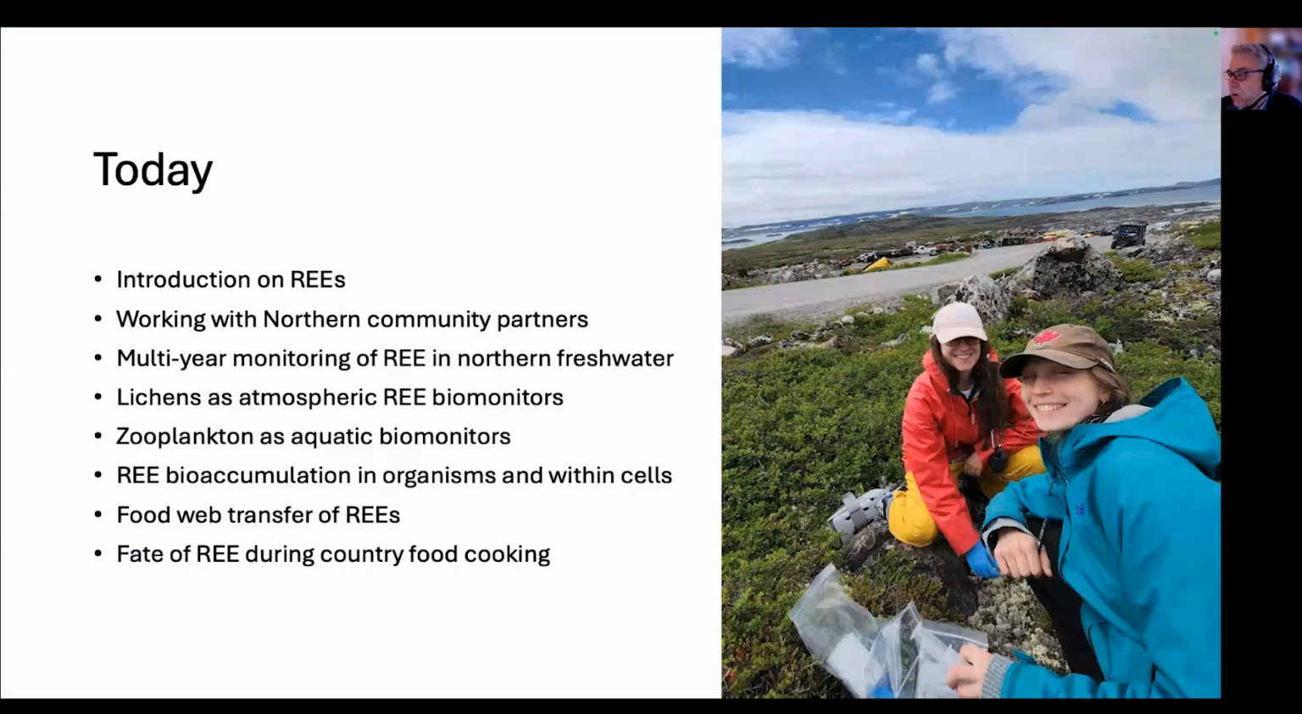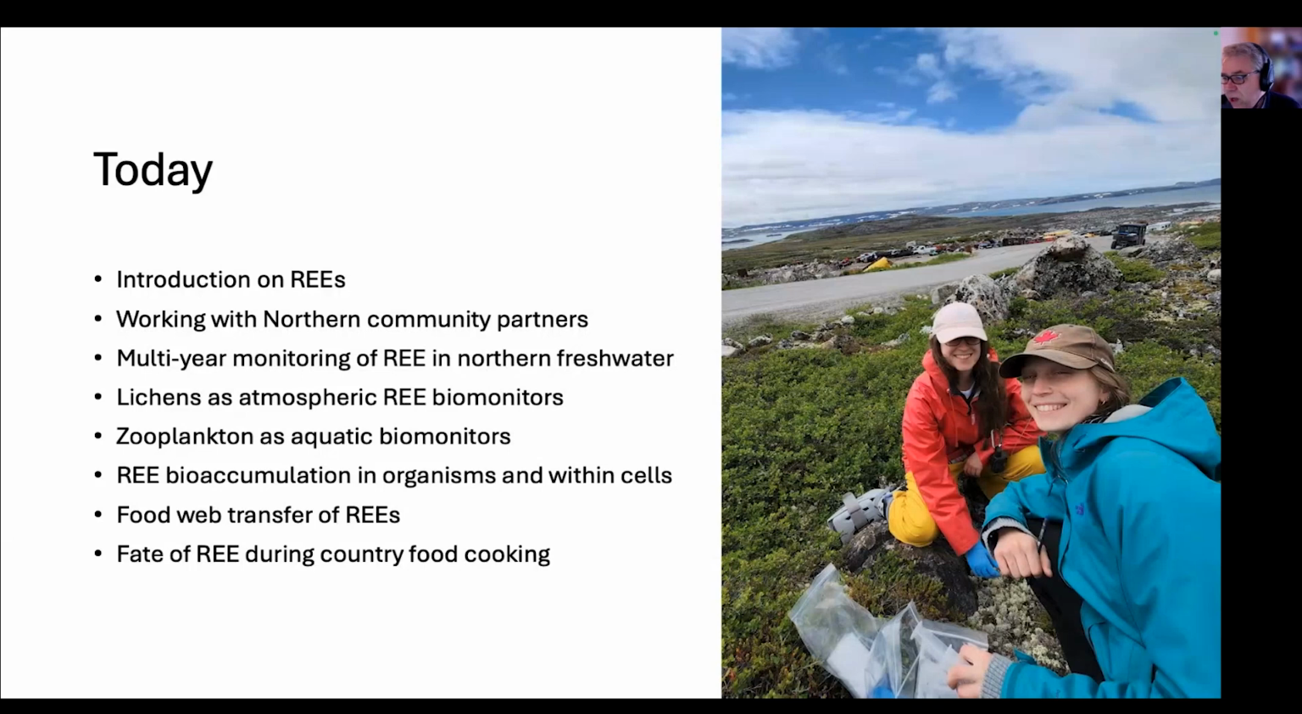So today I wanted to first introduce what REEs, rare earth elements, are, and then look a bit at how to work with northern communities, because many of the mines that will be exploited in the future are located up north. And after that, I will give you some results that we've gathered over the last 10 years on monitoring REEs in northern freshwaters, using lichens as atmospheric REE biomonitors, also using zooplankton as aquatic biomonitors, and we are now developing amphipods for sediments, but I won't present these data today.